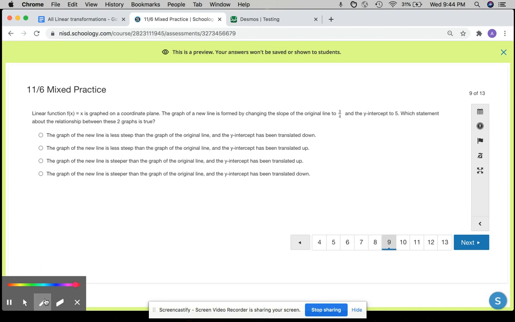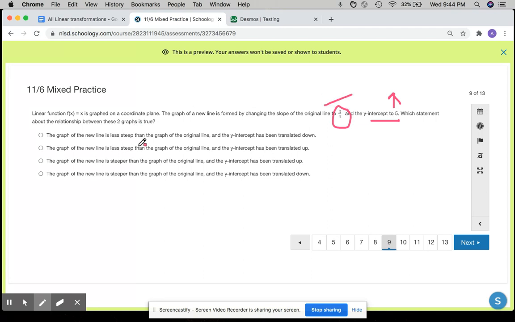Next question. Linear function f of x is graphed on a coordinate plane. The graph of a new line is formed by changing the slope of the original line to 3/4 and the y-intercept to 5. Which statement about the relationship between these two graphs is true? So if I'm changing the slope to 3/4 and the y-intercept to 5, I'm moving up 5, and I want to recognize if my slope becomes 3/4, this is becoming a less steep line.